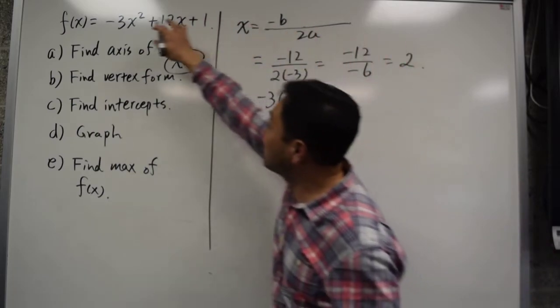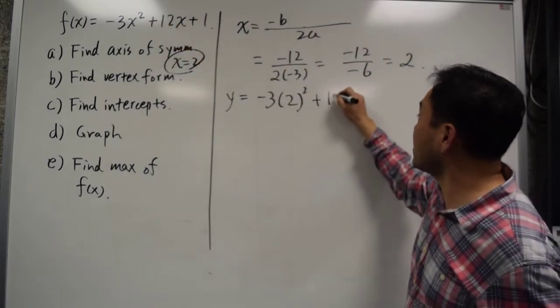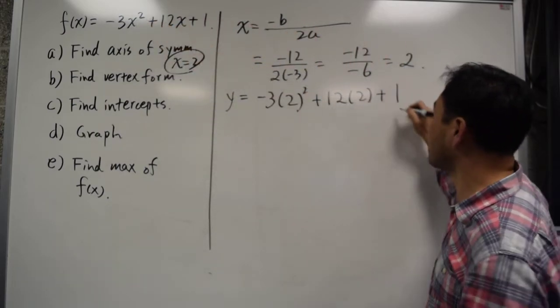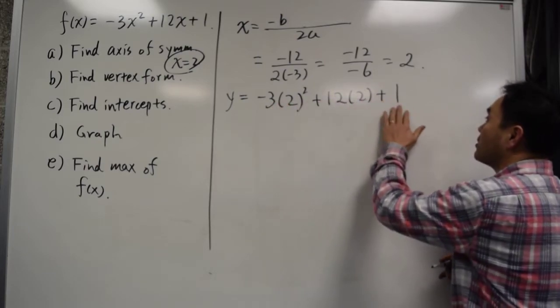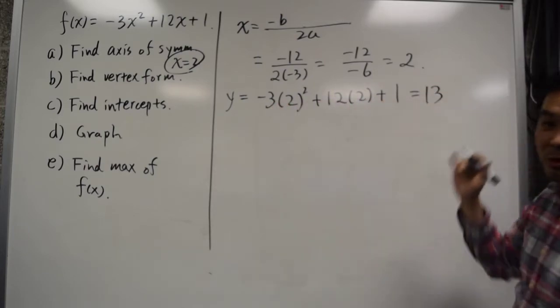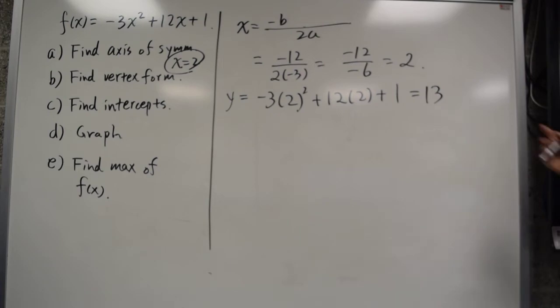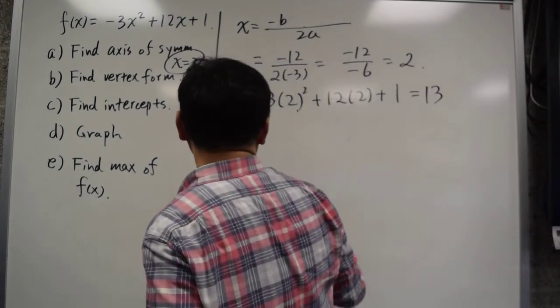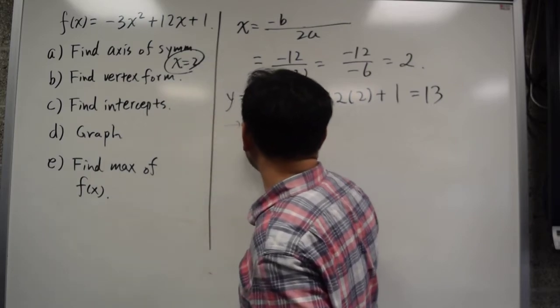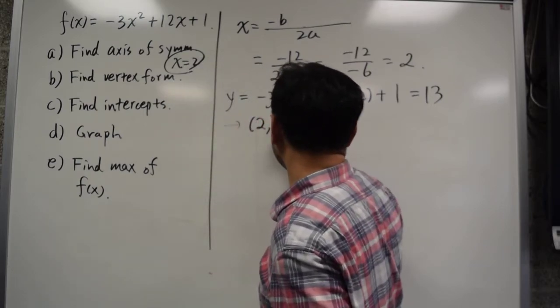So that goes into this function, and you get negative 12 times 2 plus 1. Let's see, that's negative 12 times, that's 13. Okay, so I did this really fast, but you'll be able to find it. Is that right? You got 13? Yeah. All right, good. So what is the vertex? This gives you the vertex as 2 comma 13.